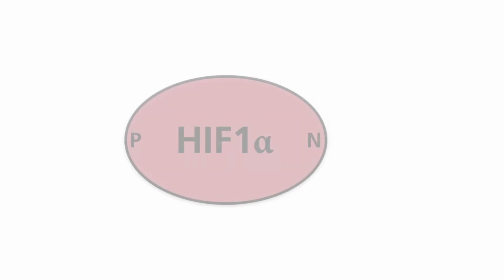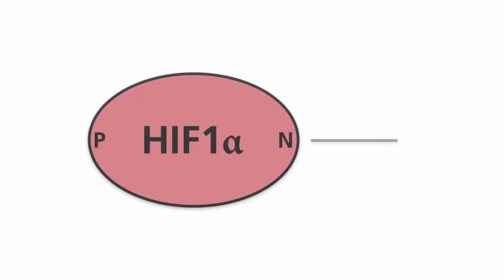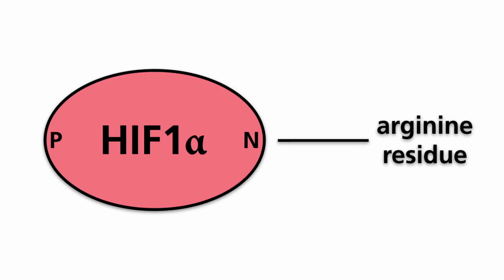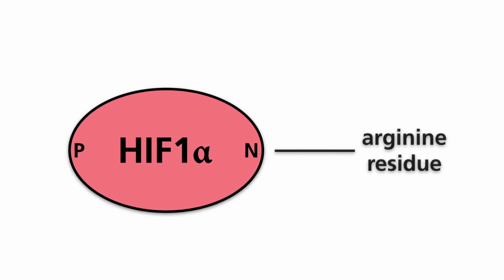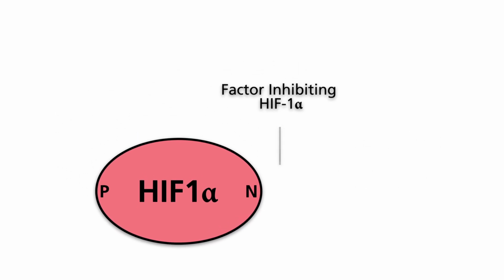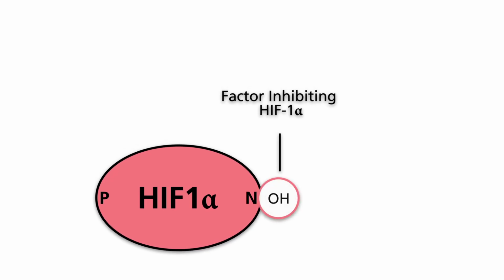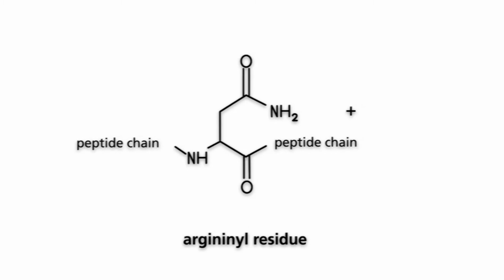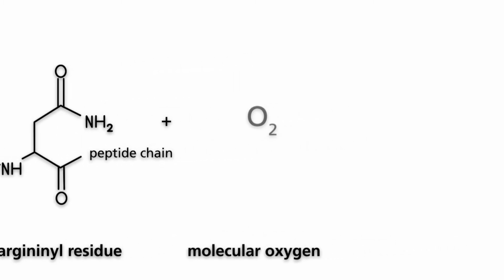In addition to the proline residues, HIF alpha proteins contain a critical arginine residue in the C-terminal transactivation domain. The residue is hydroxylated by a dioxygenase called factor-inhibiting HIF1 alpha, or FIH1. Similar to the PhDs, FIH1 incorporates both atoms of molecular oxygen into its product.